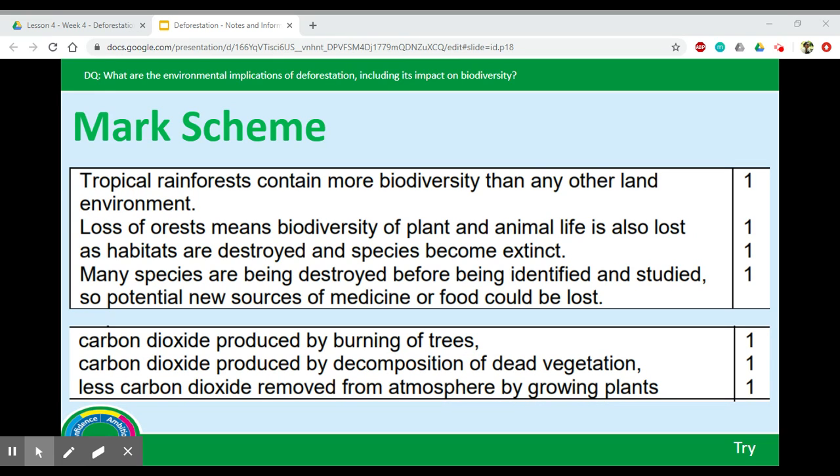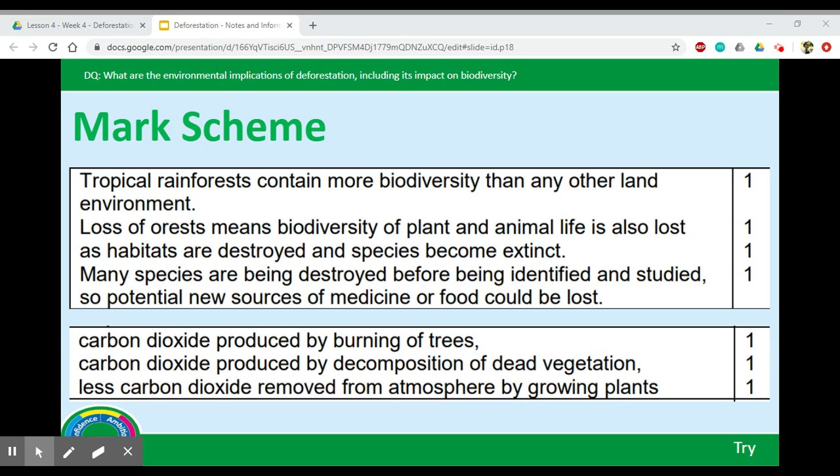So that is why biodiversity, especially in the rainforest, is so important, because it holds a wealth of food and medicine that we can use, and we're destroying it. And then for our second question, why does deforestation increase the amount of carbon dioxide in the atmosphere?